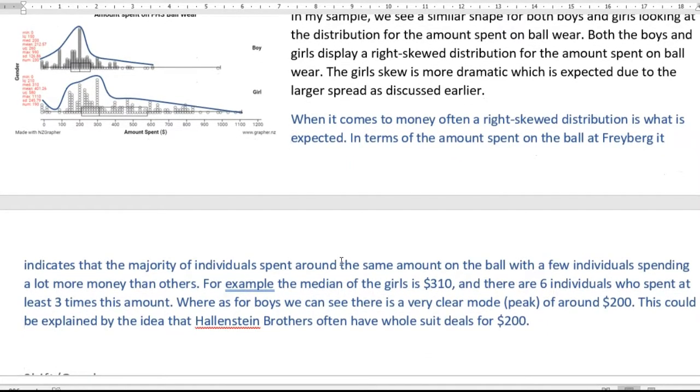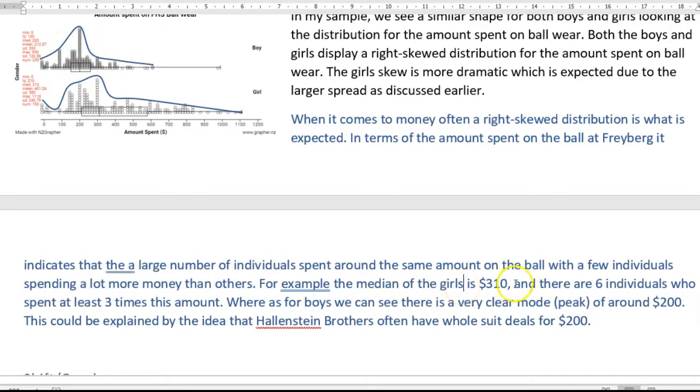In terms of the amount spent, it shows that lots of individuals are spending about the same amount. For instance, boys are spending anywhere between $100 to $300. For girls it's about the same, but there's a whole lot more girls that spend more than that amount. But typically a large chunk is in this lower part here. Next, I gave some evidence of this. The girls' median is $310, but we can see there are 6 individuals here that spent more than 3 times the median amount, which is a huge difference.